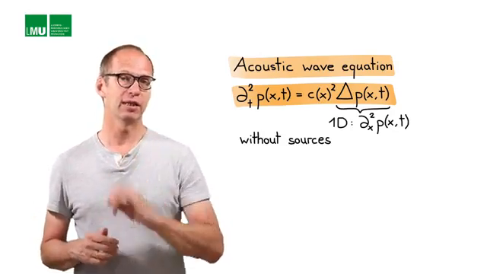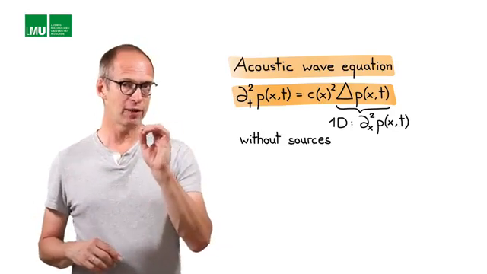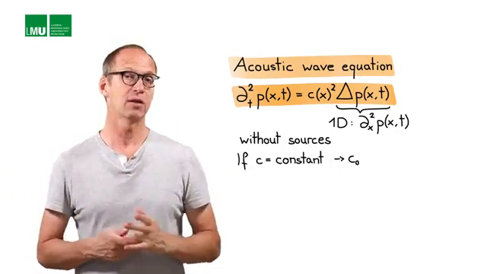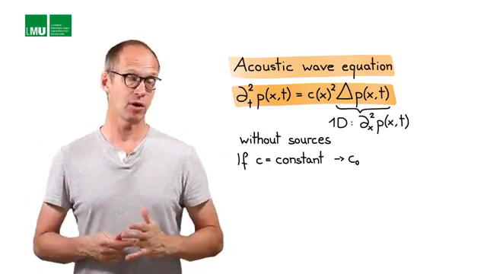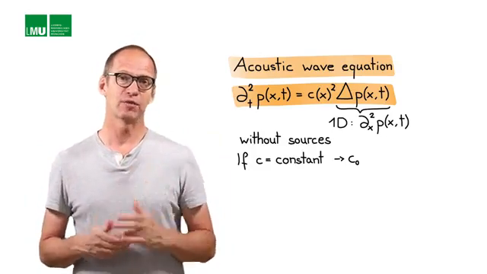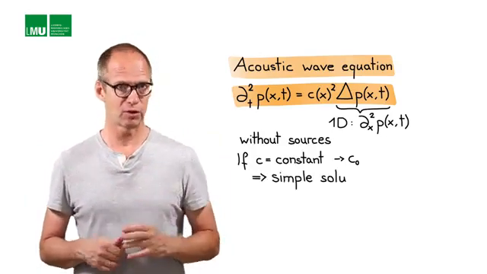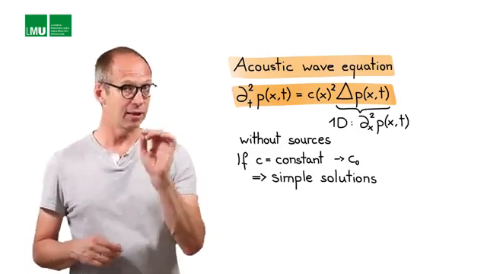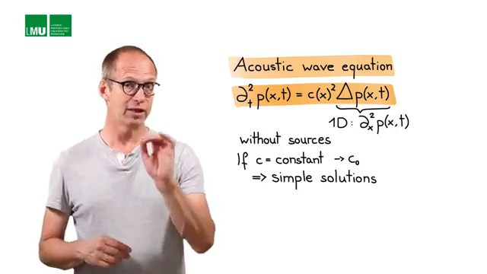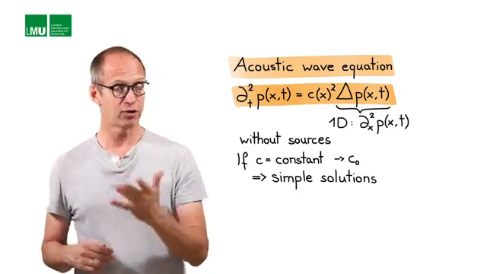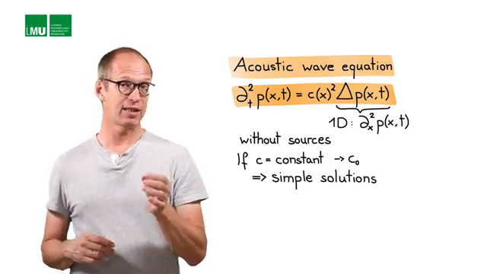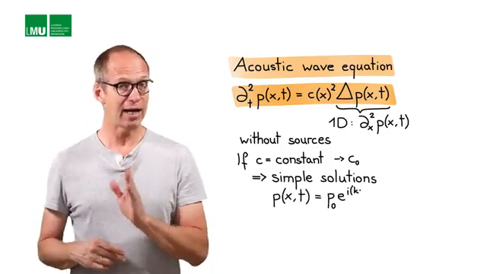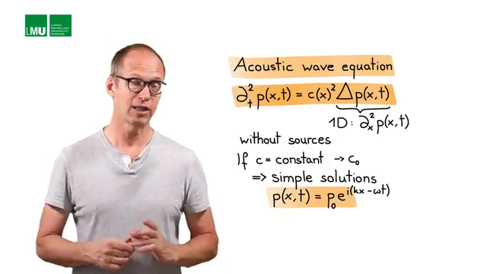And if we assume that it does not depend on x, so it's constant in our physical domain, so let's say it's c0, then actually we can find simple solutions to that equation. So even though we're going to talk about this later in terms of plane waves, let's just assume we can have a trial solution. P of x,t is equal to P0 e to the i(kx minus omega t).